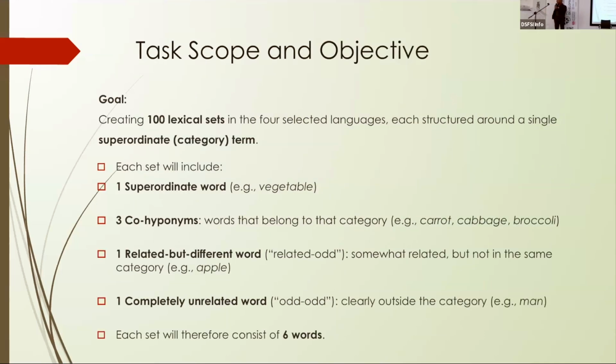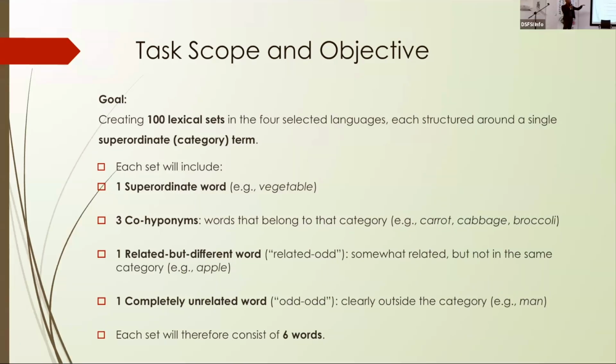This is basically the scope and objective of the task, how we went about creating these data sets. We have 100 lexical sets, meaning that we have 100 superordinate terms. A superordinate term is the word that describes a certain category. As I've demonstrated there in the brackets, for example, we can take the word vegetable as a superordinate term.